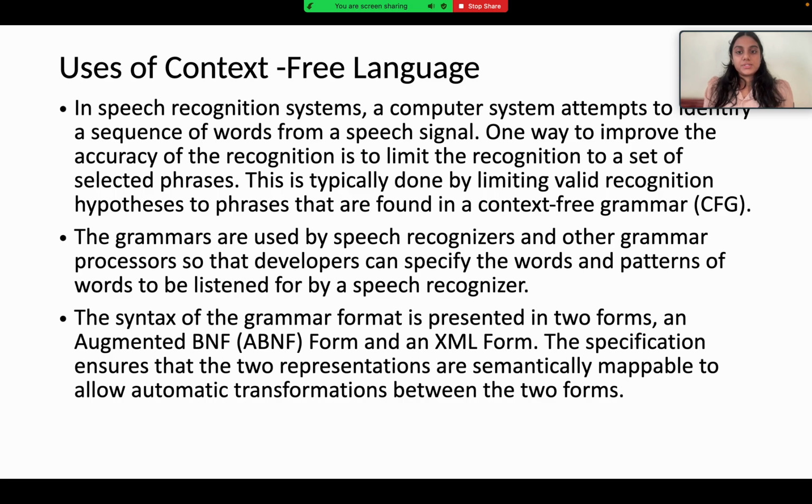The grammars are used by speech recognizers and other grammar processors so that developers can specify the words and patterns of words to be listened for by a speech recognizer. The syntax of the grammar format is presented in two forms: an augmented BNF, ABNF form, and an XML form. The specification ensures that the two representations are semantically mappable to allow automatic transformations between the two forms.